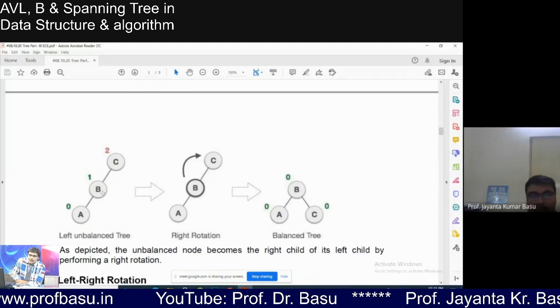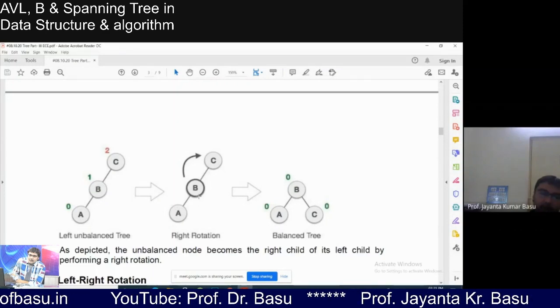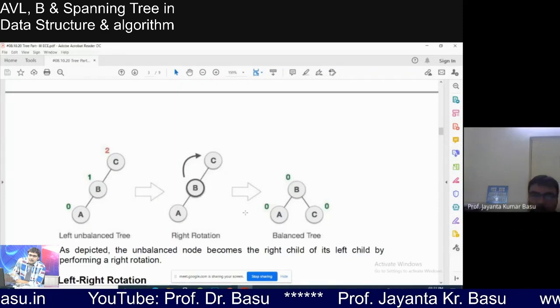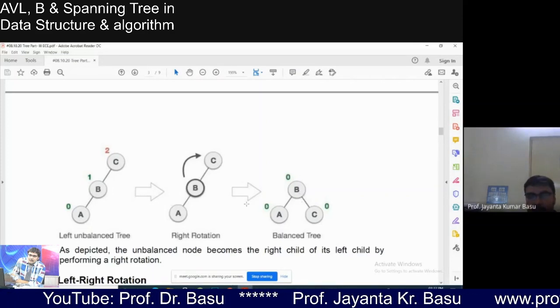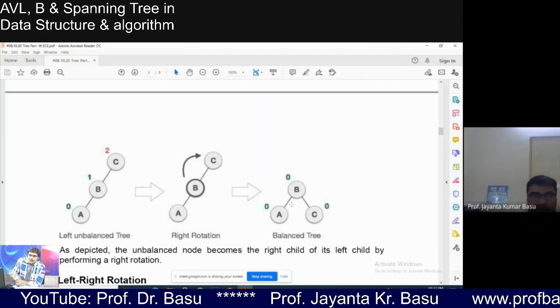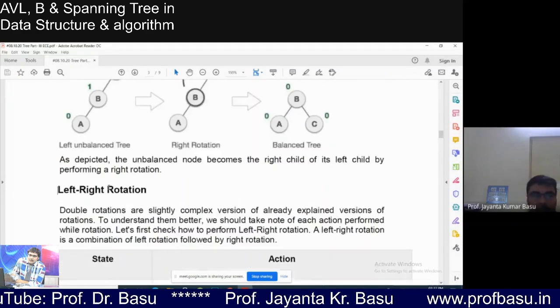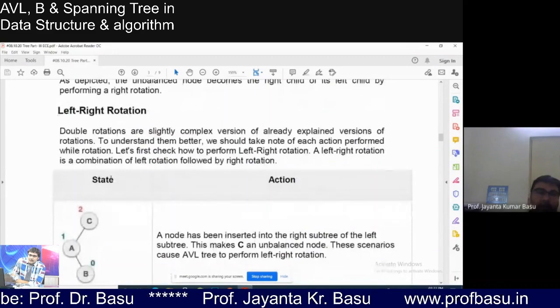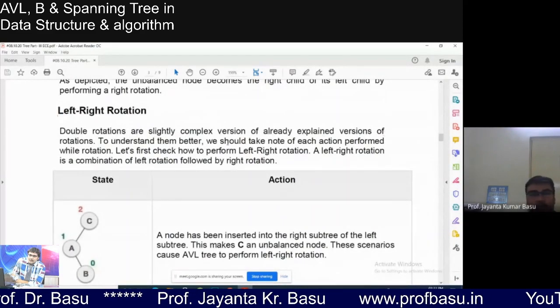So what we do is rotate to the right side. If we go for the right rotation, then C will come to the right side of B, and we will get a balanced tree from this unbalanced one. Got it? Okay. Left-right rotation is a double rotation, a slightly complex version of the rotations already explained.